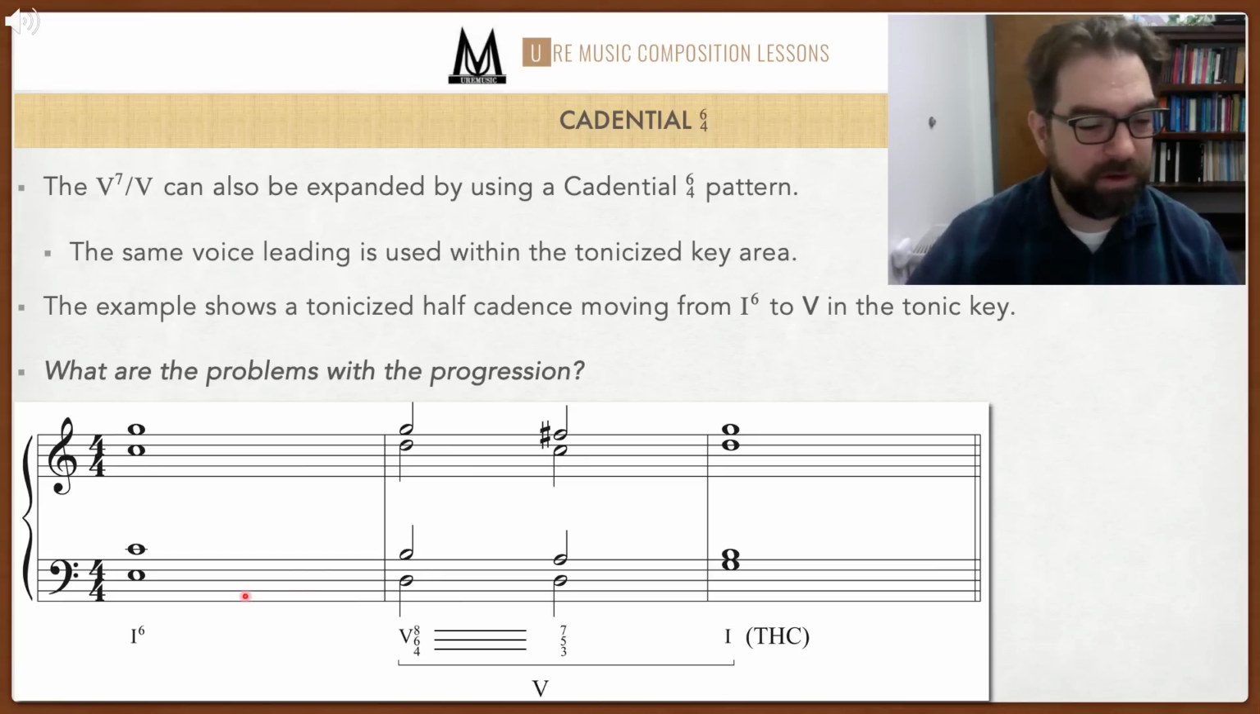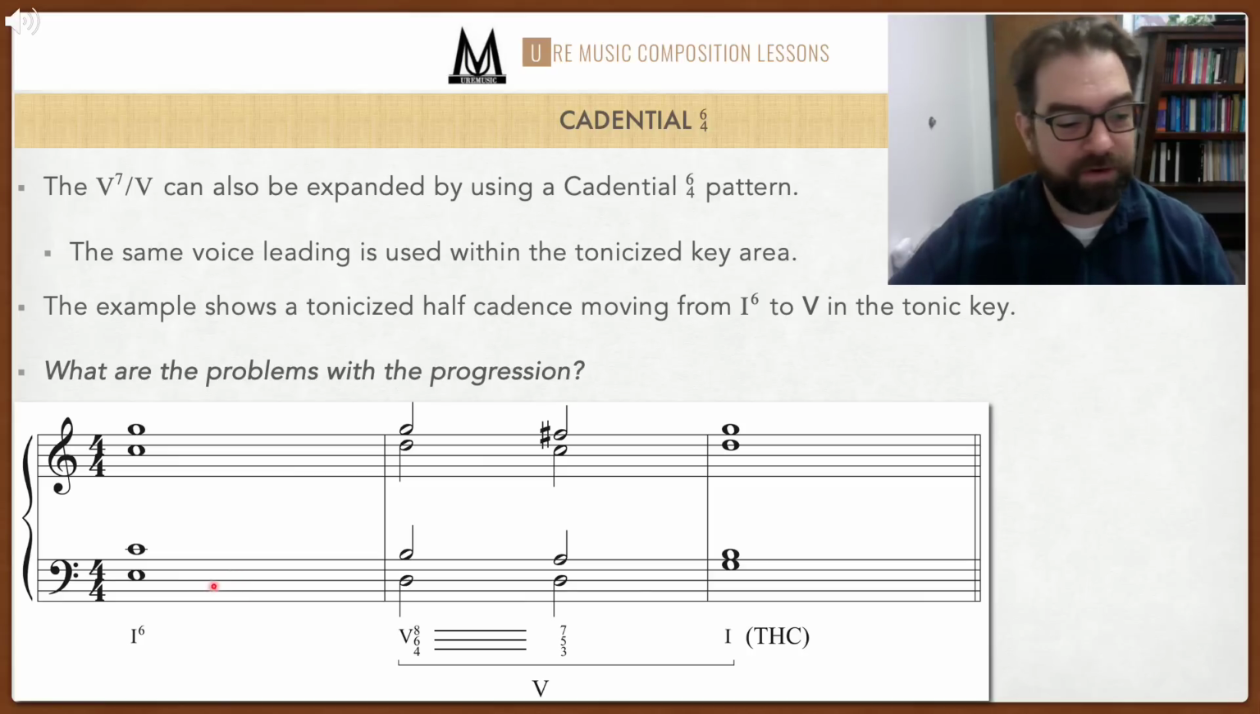But let's take a look at the half cadence first. In the key of C, this is a 1/6 chord. If we skip over this measure entirely, we get a 5 chord in the key of C. So between this measure and this measure, we get a half cadence. Now, the half cadence is tonicized by this cadential 6/4.